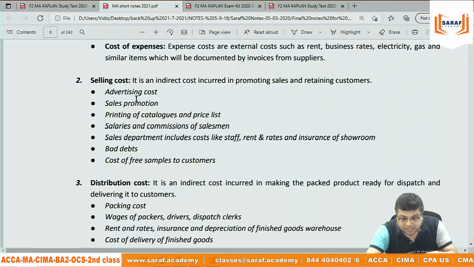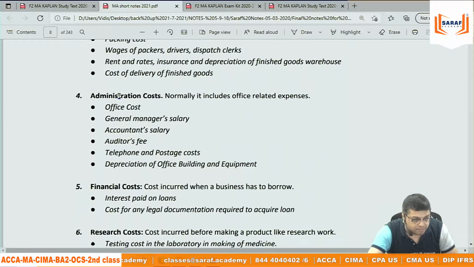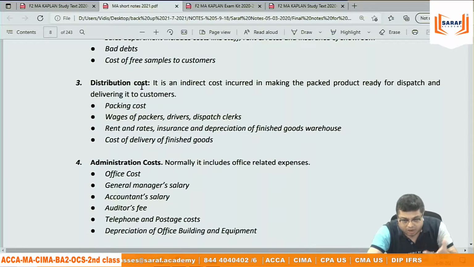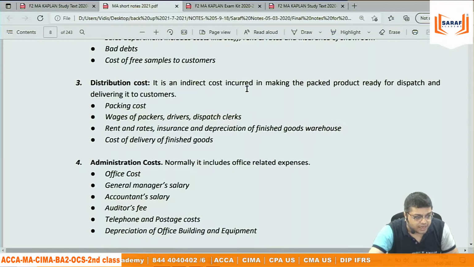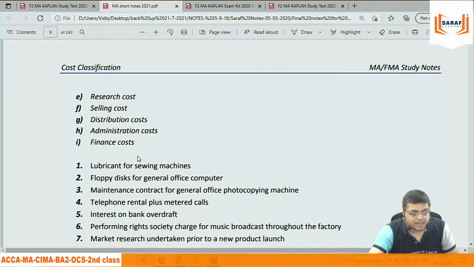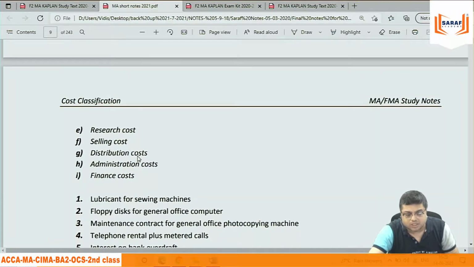For that reason, a parcel to a customer, if it is a sample, it is selling. If it is not a sample, normal delivery, then it is distribution. It is an indirect cost incurred in making the product ready for dispatch: packing, wages of packers, drivers, dispatch, rent, rates, insurance, depreciation of finished goods warehouse, cost of delivery of the finished goods. That is distribution. So selling means marketing. Under selling, marketing cost is included.